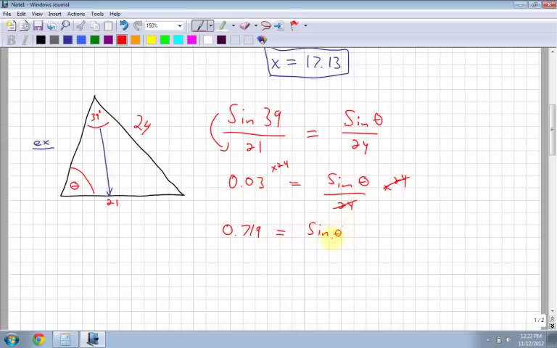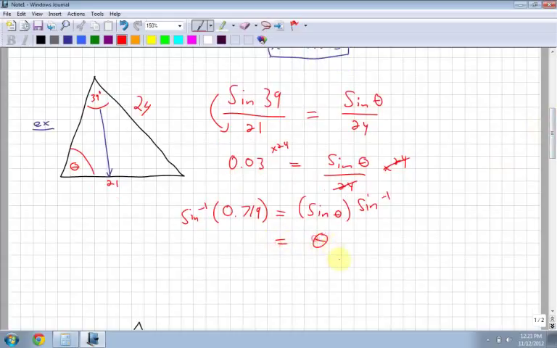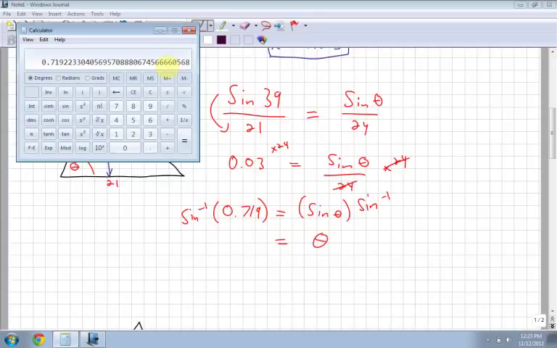And do you remember how to solve for angles? I have to do the opposite of sine, which is actually sine to the -1, the inverse of sine. So I have to take sine to the -1 of both sides. On the right side, I'll be left with just theta. On the left side, I'll have my angle. Notice again, I haven't done anything on my calculator, so I'm not rounding at all yet. I'm keeping it exactly the exact answer. And all I have to do is take the inverse of sine. So I take inverse sine, and it comes up with 45.99.